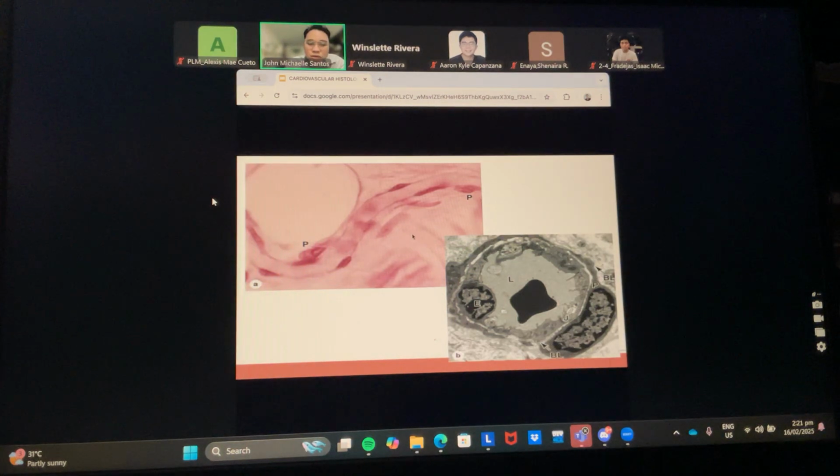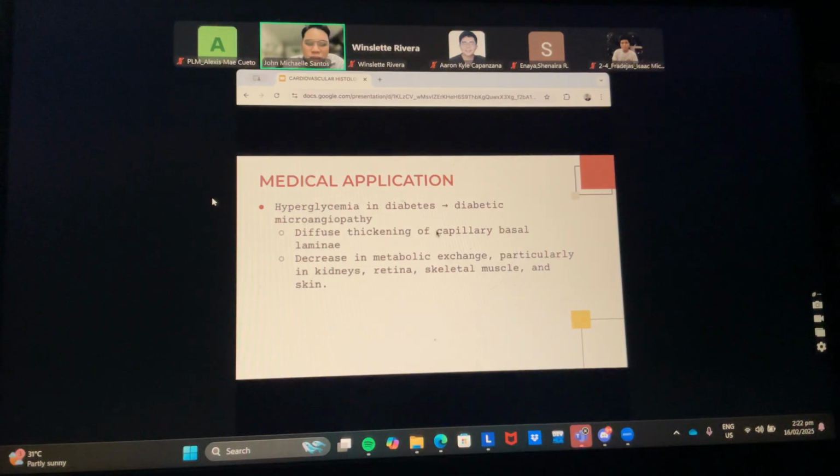Again, this is a picture of your pericytes. This is your blood vessel or your capillary, and there are the pericytes. It surrounds your capillaries. So, medical application of your capillaries. Hyperglycemia in diabetes, you can have diabetic microangiopathy. What is this? There is diffuse thickening of the capillary basal lamina.